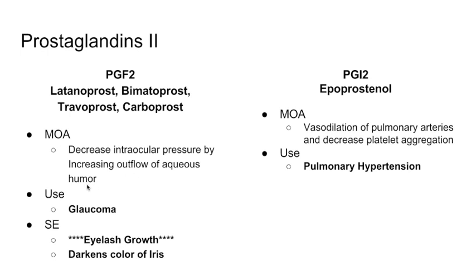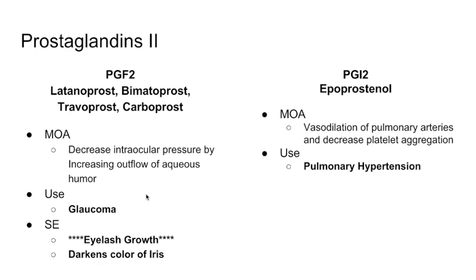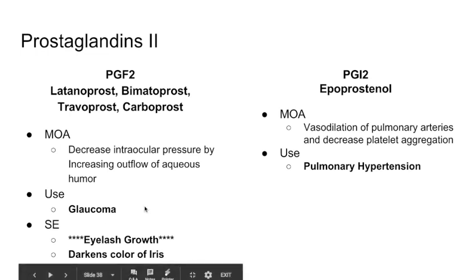So in the eye, the aqueous humor can build up, leading to increased intraocular pressure, leading to glaucoma. And these medications increase the flow of the aqueous humor. So it's used in glaucoma. That's the biggest use of it. The side effect is kind of a strange side effect. It actually leads to eyelash growth. People have noticed that their eyelashes grow while using latanoprost, for example, and it darkens the color of the iris.